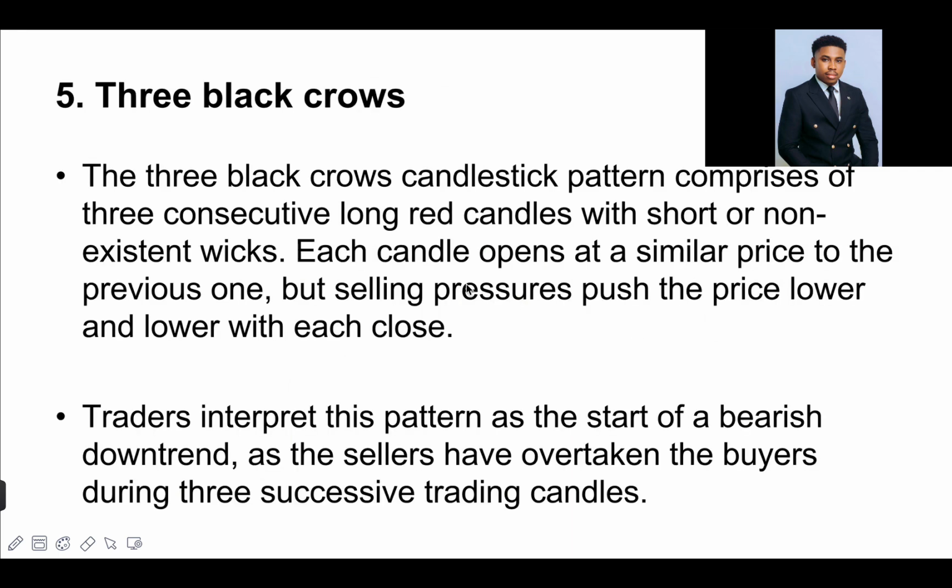Next, we have the 3 black crows. The 3 black crows candlestick pattern comprises 3 consecutive long red candles with short or non-existent wicks. Each candle opens at a similar price to the previous one, but selling pressure pushes the price lower and lower with each close. Traders interpret this pattern as the start of a bearish downtrend, as the sellers have overtaken the buyers during 3 successive trading candles.